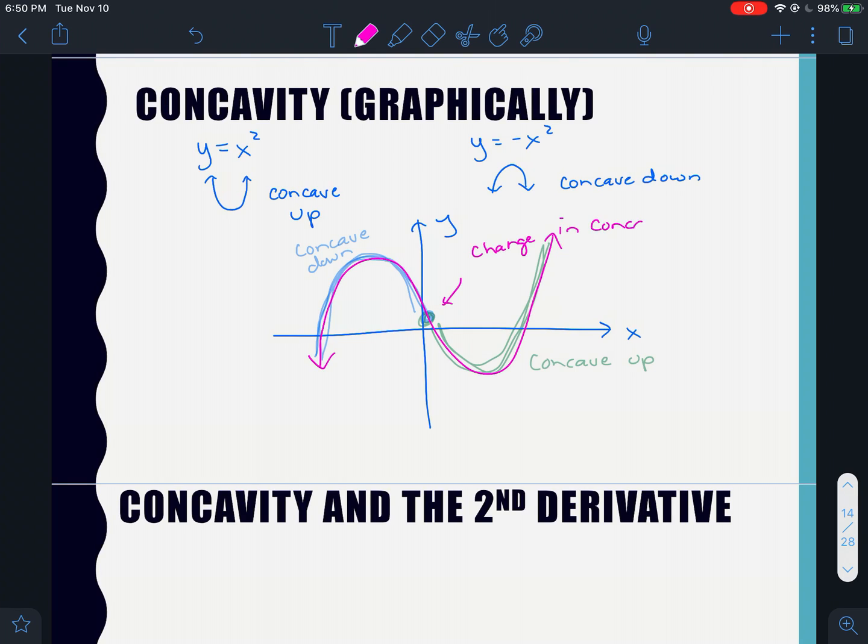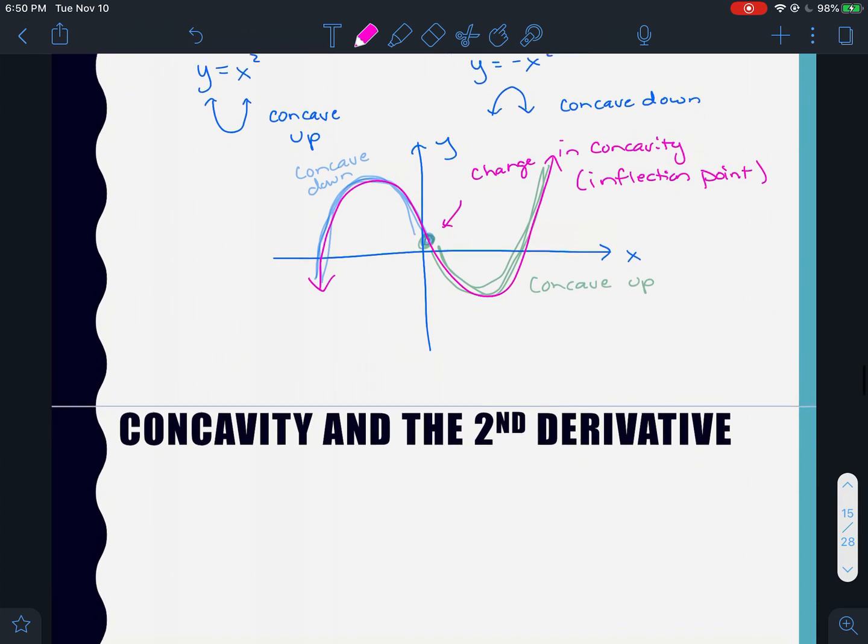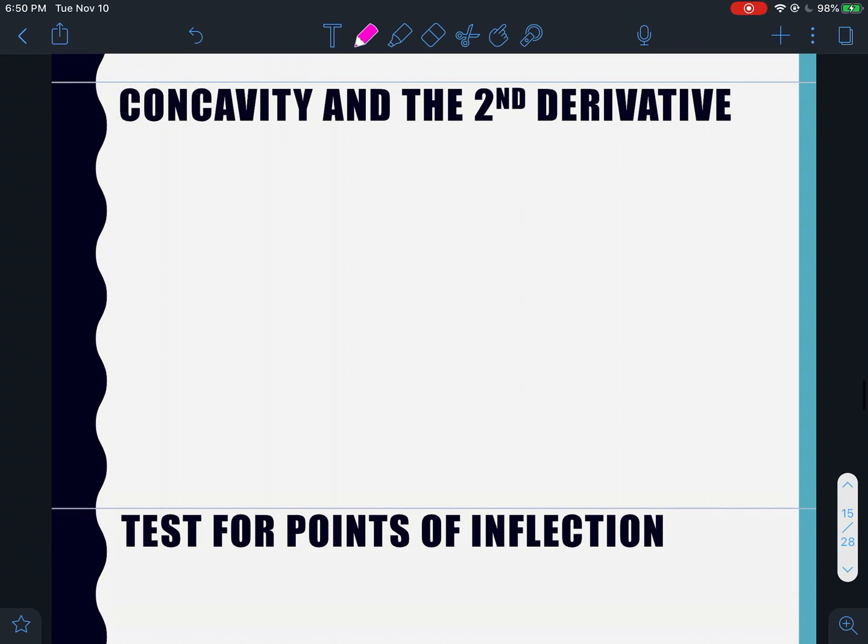The place where it changes concavity, that point right there, it's the change in concavity. So it changes from concave down to concave up. We call that an inflection point, or a point of inflection. In order to talk about concavity, or to find concavity on our original function, we look at the second derivative.